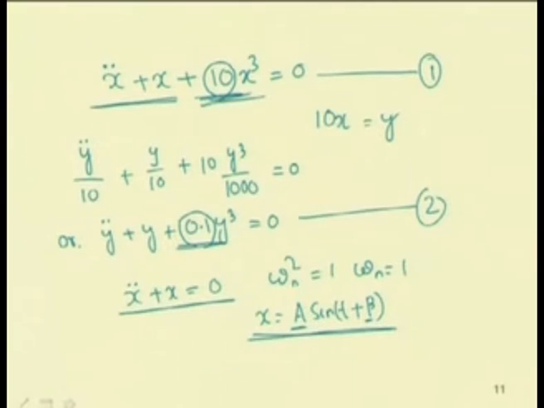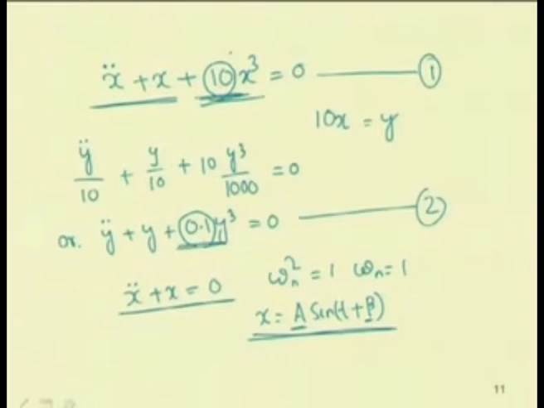In this term, 10 x cubed, as this 10 is much larger than the coefficient of x, this nonlinearity cannot be considered as a small nonlinear term added to the system. But in the second case, by taking 10 x equal to y, I have a term 0.1 y cubed. As this 0.1 is 10 times less than the coefficient of y, it can be considered a weakly nonlinear system, but in the first case, it can be considered a strong nonlinear system.